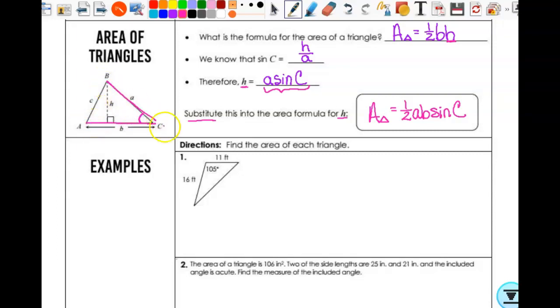So notice the setup. That's two sides and the included angle. It's a side angle side situation. And even if we don't have any letters here, this would be a times b. So this is C, so that's angle C. So a times b times the sine of C. You can label it with the letters if you needed to, but it's always the two sides and the angle that's included in there. Okay, we're good with that? Easy enough? All right, so let's look at number 1.